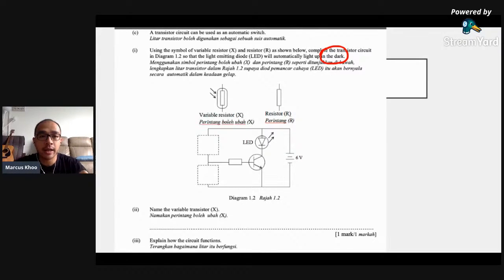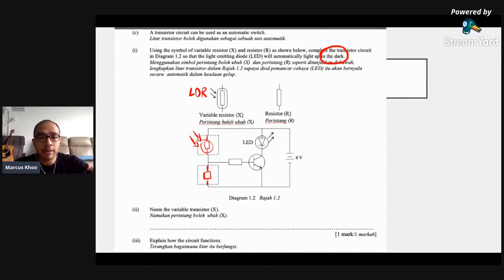Where should my LDR be? Sorry, this variable resistor juga dikenali sebagai LDR lah, light dependent resistor. This is permanent resistor. So where should this one be? Okay, it should be up. So up over here, so you just draw over here, circle, and make sure you put the two arrows. And then this will be the permanent resistor.